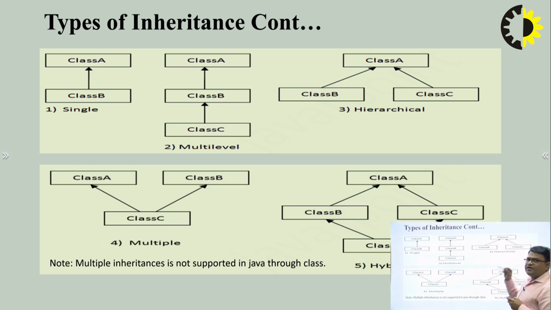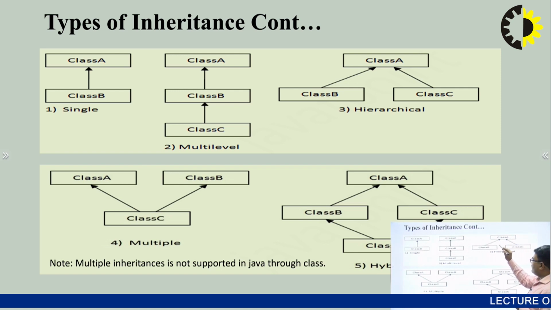And hierarchical inheritance is one in which class A is extended by more than one class, where class B extends class A and class C also extends class A. This is class A having two children, class B and class C. Both children inherit their properties from class A.